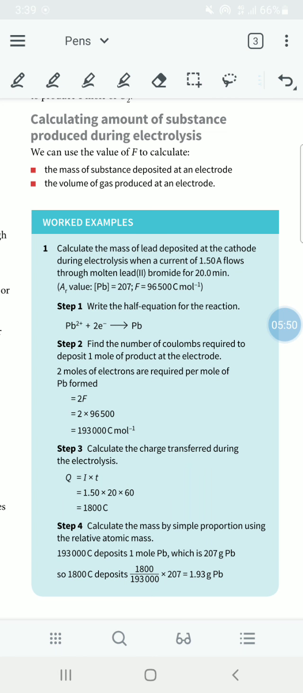Then we have to find out how much charge has actually been given. Current is 1.5 amperes, time is 20 minutes, so 20 times 60, because we have to take it in seconds. Then we will understand that 1800 coulombs of charge has been given. So we have 1 mole. To produce 1 mole, we need 193,000, but we have only given 1800, right? So we have to find out the mass by using proportions.